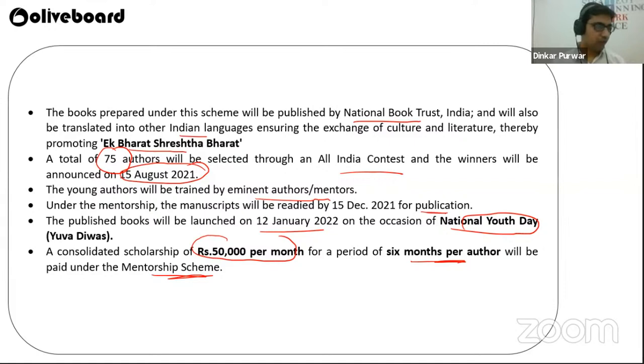75 author will be provided the stipend of 50,000 rupees per month for a period of 6 months. Very good, Saurabh. Good. And really good. Very good. Now, question number 19.